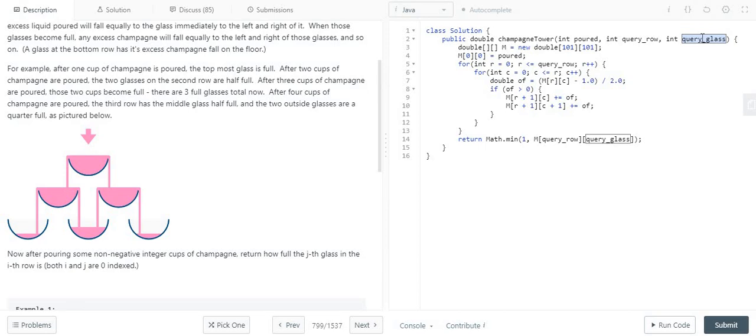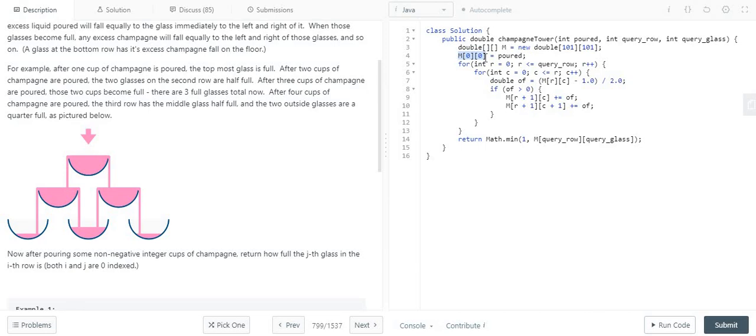What I am doing over here is, I have created a two-dimensional matrix of size 101 by 101. Why? Because we have the range 0 to 99, both inclusive, so we have to fill the matrix from 0 to 100, and that's why I am keeping it at 101. Now coming to the next part, initially I am pouring all the input champagne into my 0th row and 0th column cell.